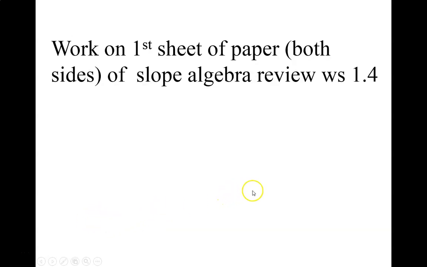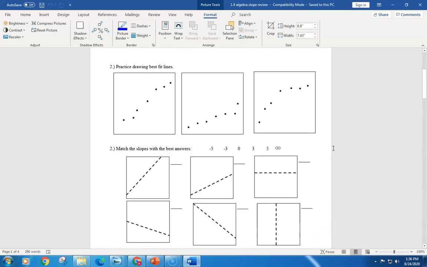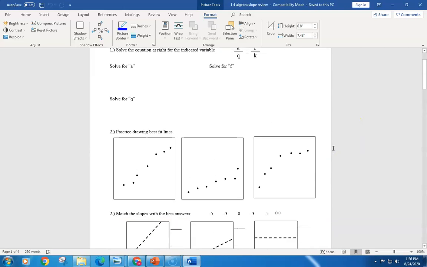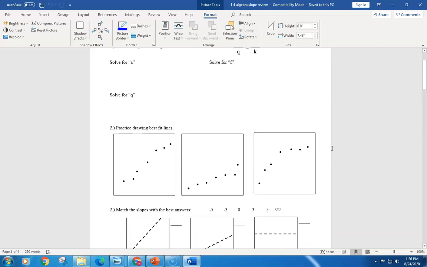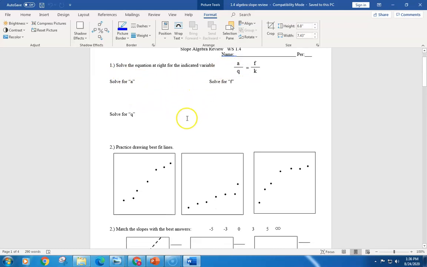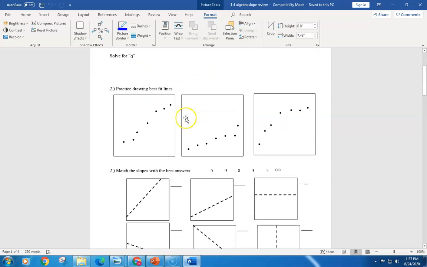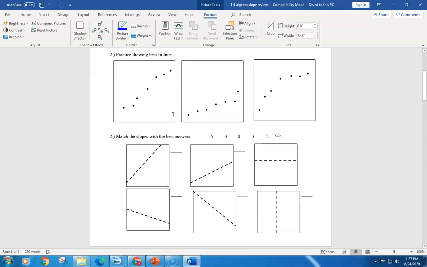What I want you to do is do the first two sides of this worksheet 1.4. That's this side and this side with the graph. It would be ideal if you could print this out. If not, then just do the best you can. So number one, solve the equation for these variables. This one might be a little tricky to do. This one I'm not sure how you would do unless you can print it out.